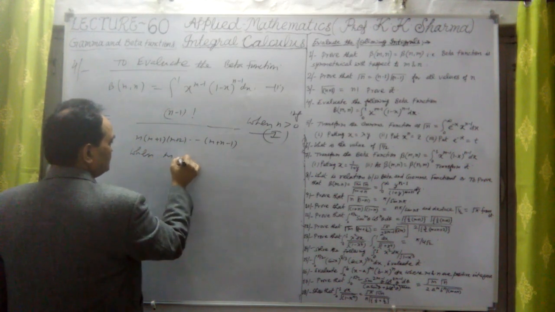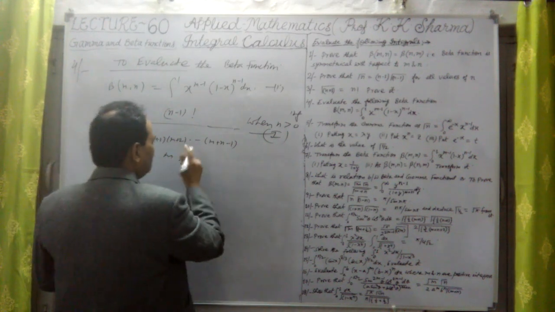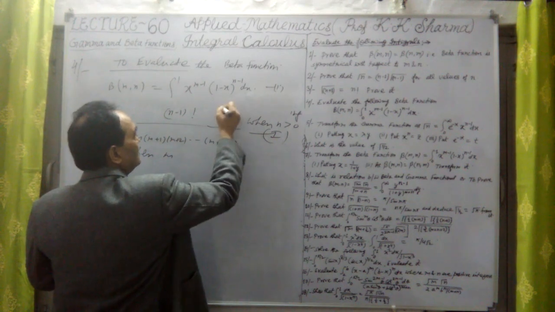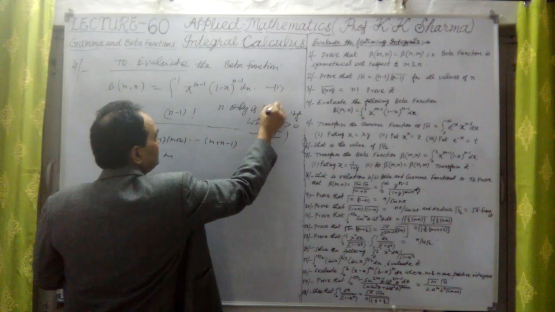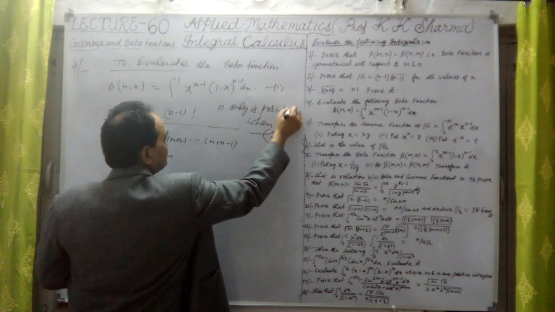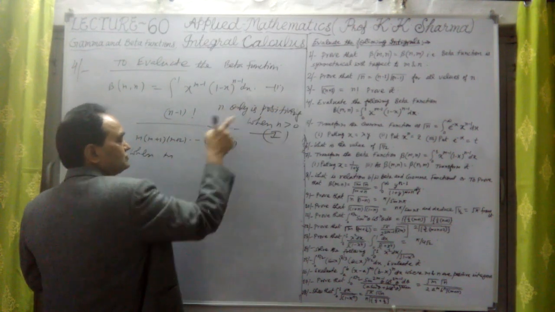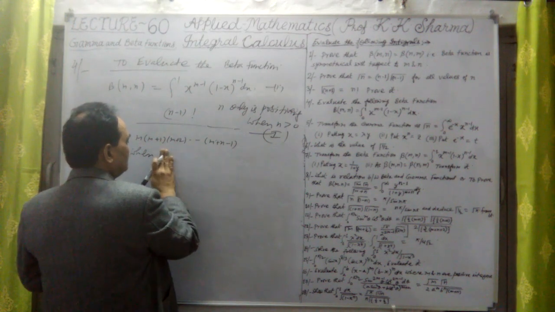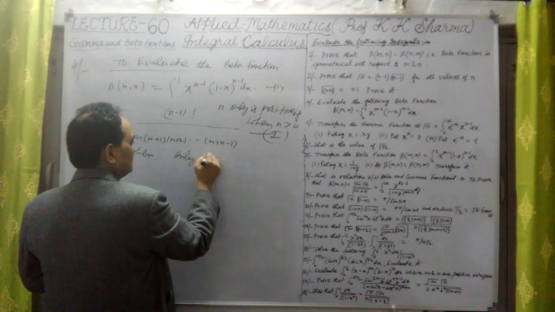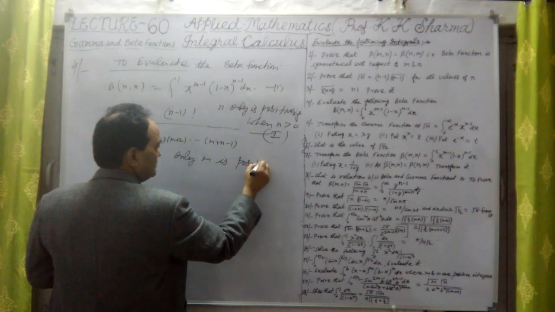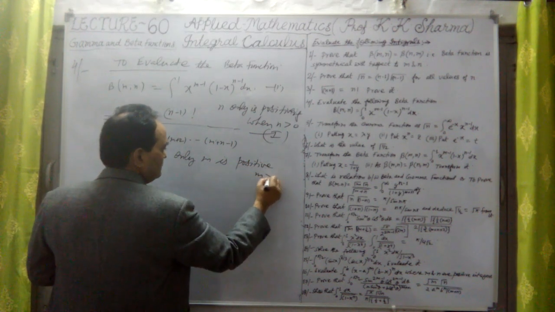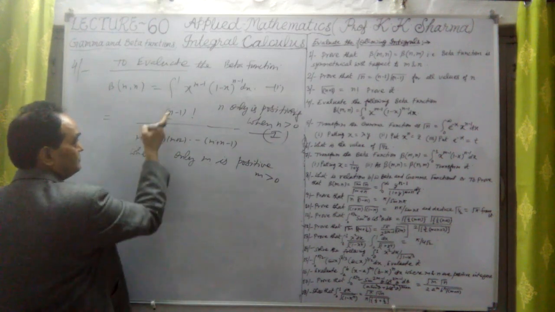When only n is positive, let me write it. Only n is positive, and m is greater than 0. Then, what will be possible?